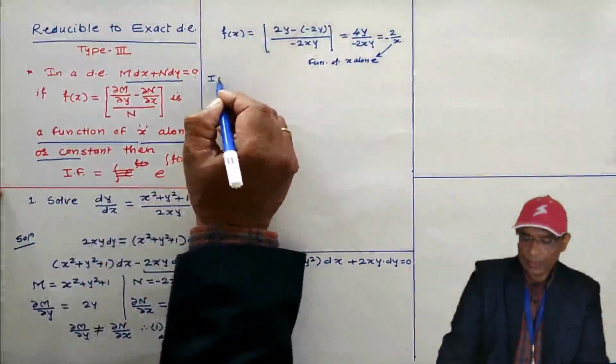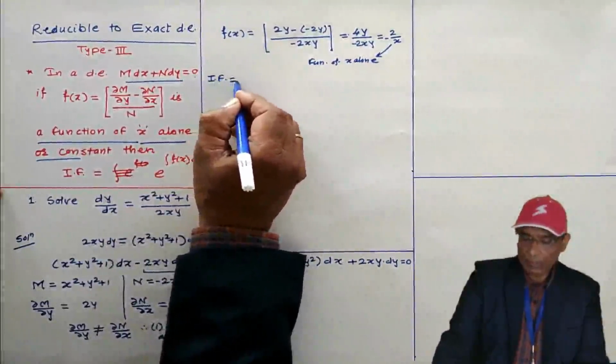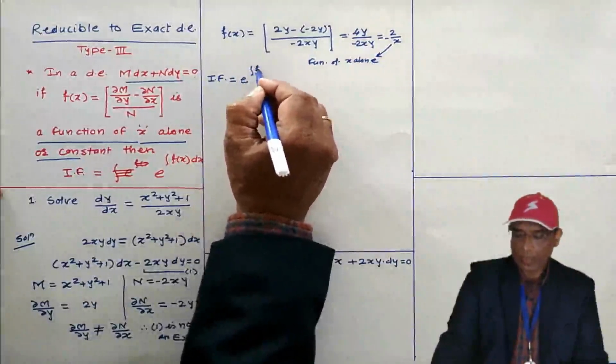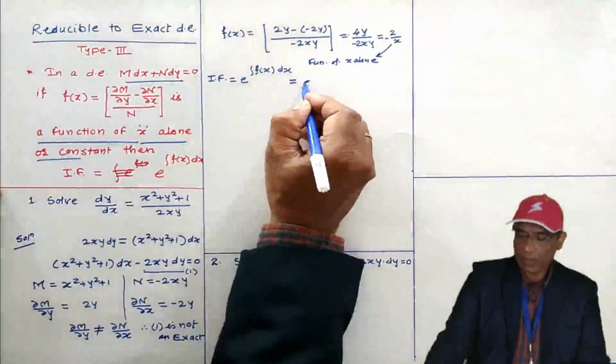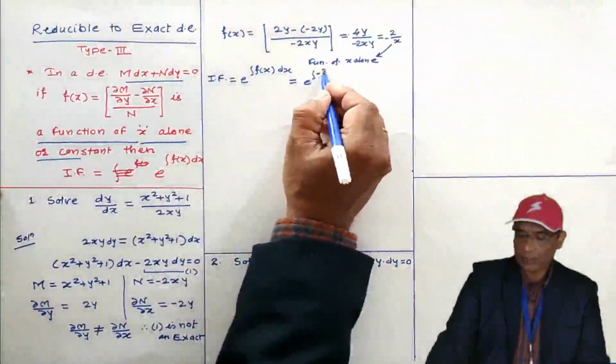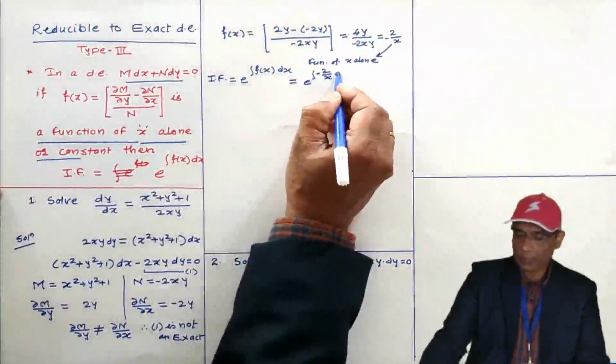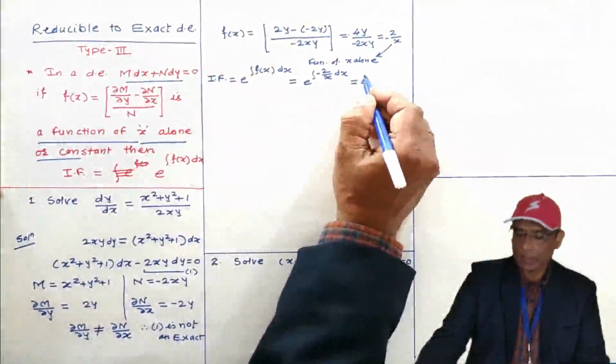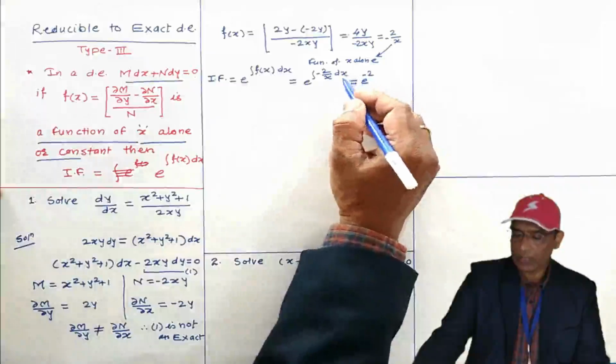Integrating factor is e power integral of f(x) with respect to x. The value of f(x) is minus 2 by x. We are integrating with respect to x. The minus 2 is outside of the integral, and the integral of 1 by x is log x.